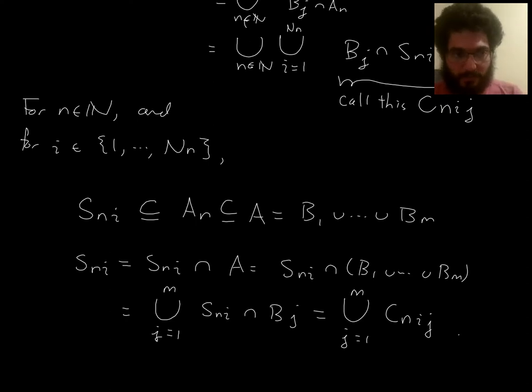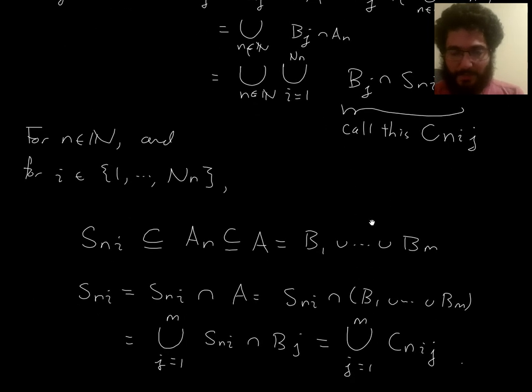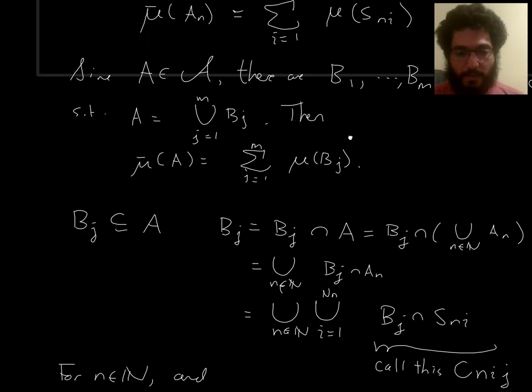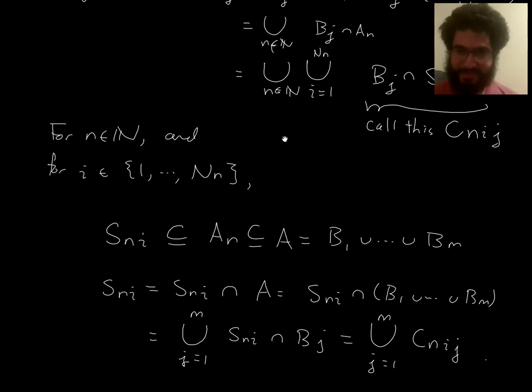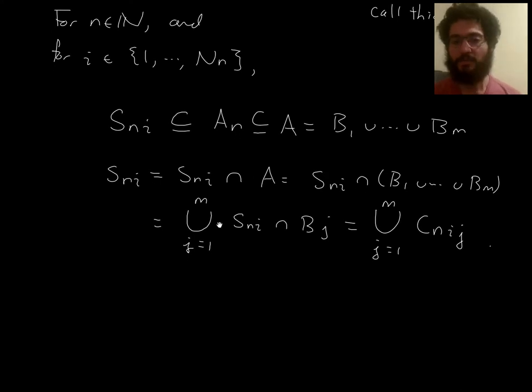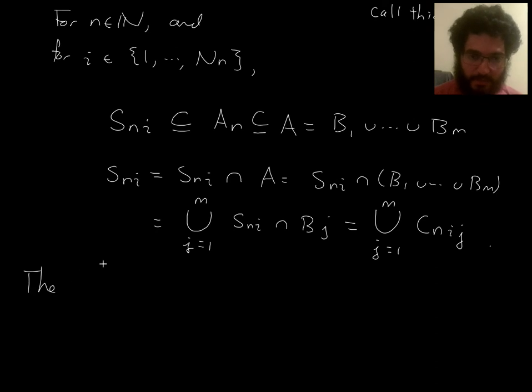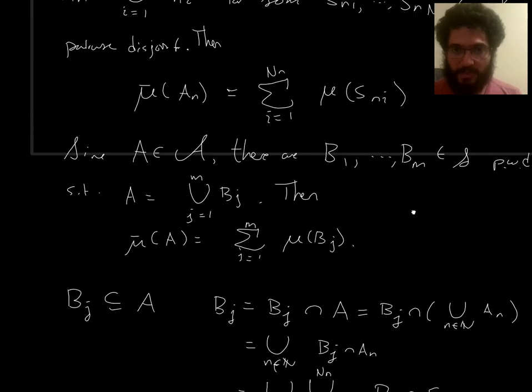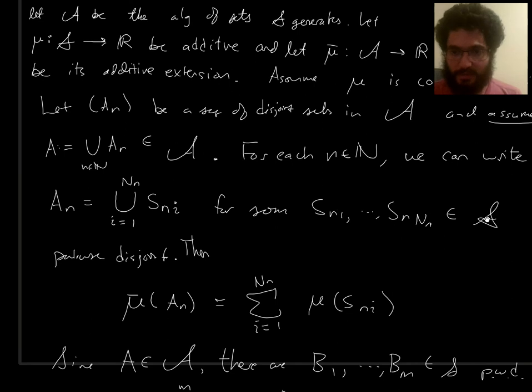Now I'm done working out my common refinement, the C's. In order to make sure that it works to evaluate mu bar, the extended mu, on various things that I'm going to write as unions of C's, it will be important to know that the C's are in S and that they are disjoint. So the C_nij's are in S. Is that clear? Yeah, they're just intersections of things in S, and a semialgebra is closed under intersections, right? The B's are in S, and the S's are in S. That was the whole point.